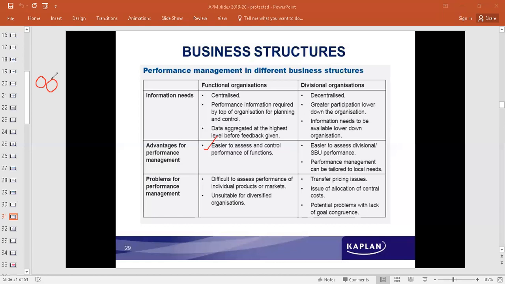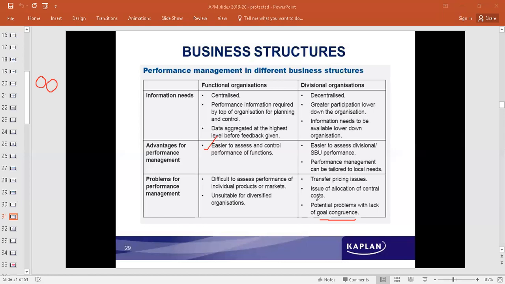What is this concept of goal congruence? See, goal congruence is when everybody works towards the achievement of the common goal. Common goal is the organization goal. When they work towards the achievement of the organization goal, that is called goal congruence. Everybody has to work towards the ultimate goal of the organization.